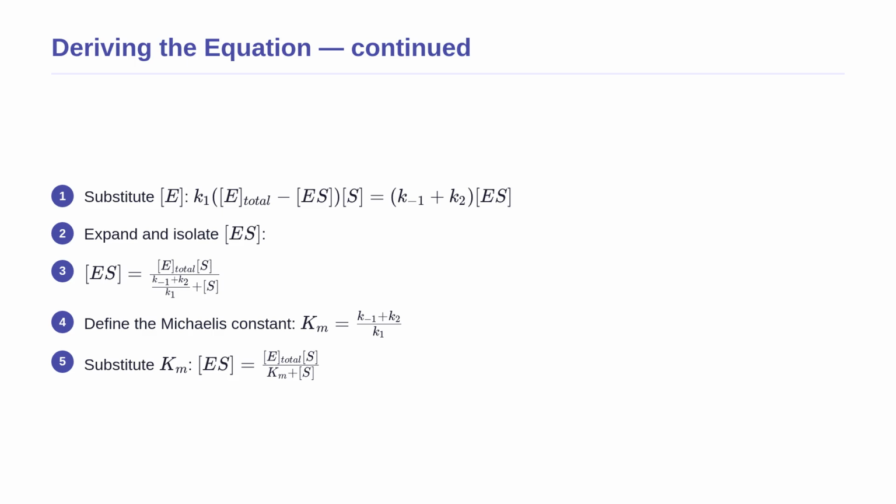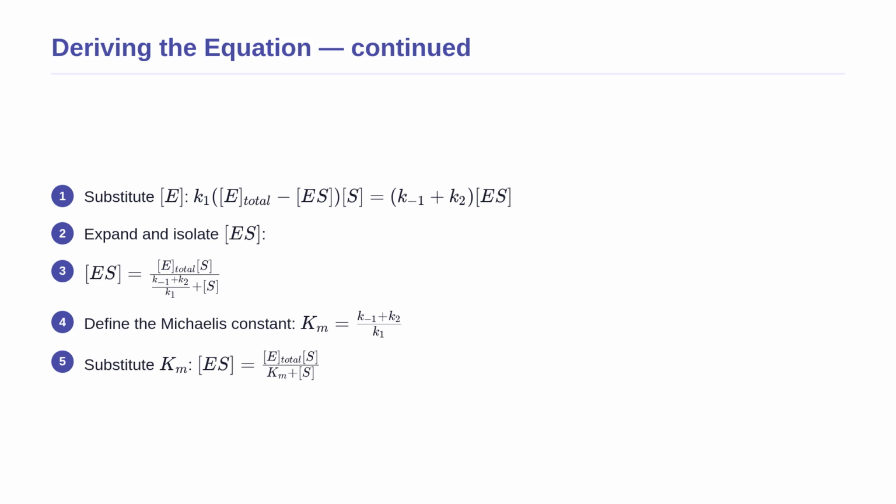Now we take that substitution for the free enzyme and plug it into our steady-state equation. The goal of this chunk of the proof is to isolate the enzyme-substrate complex on one side of the equation, because the overall speed of making the product depends directly on how much of this complex exists.